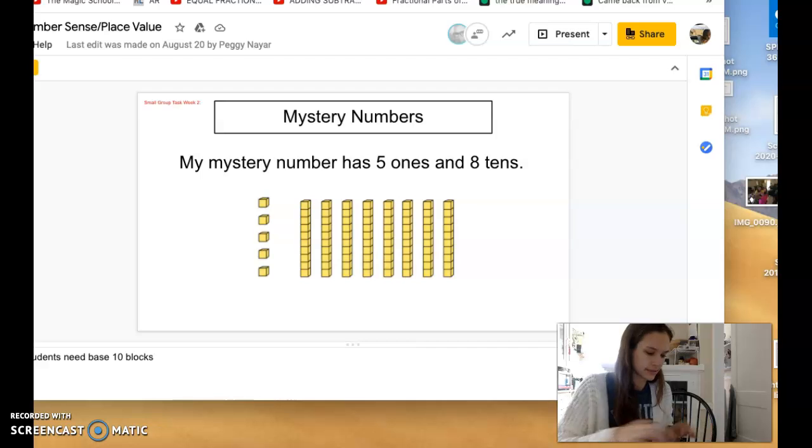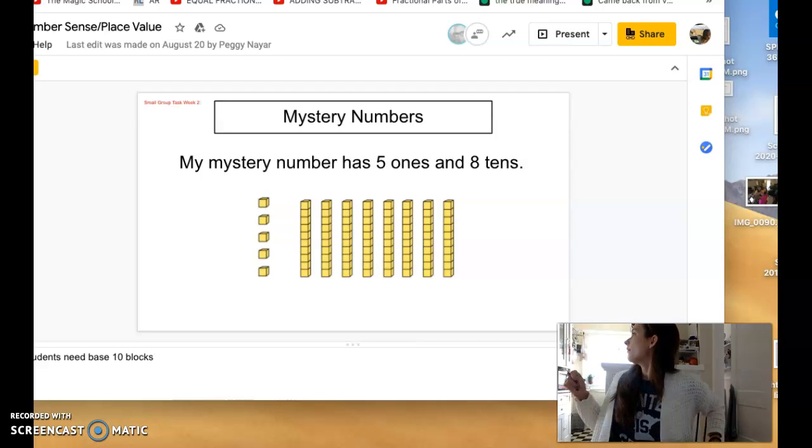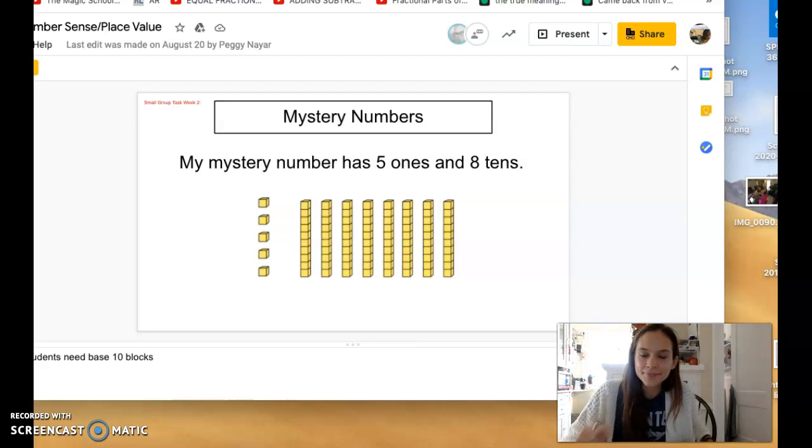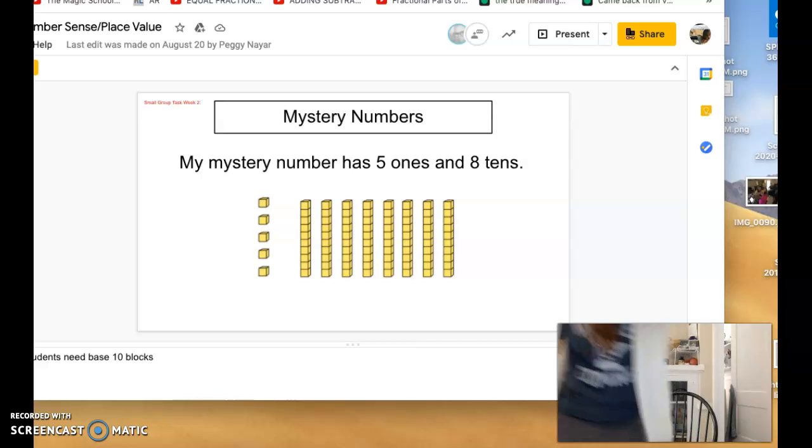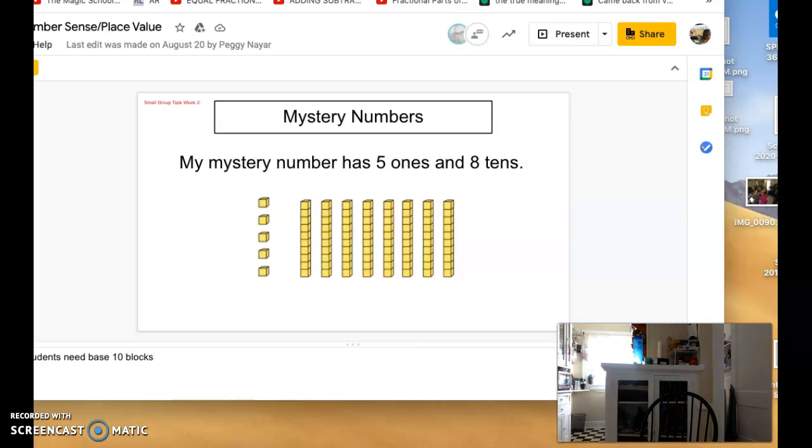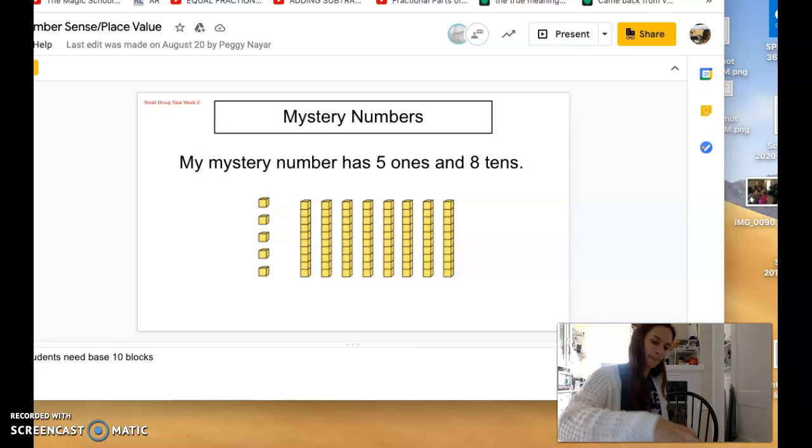So, let's see. My eraser is on my counter. Hang on a second. Okay. Here we go.